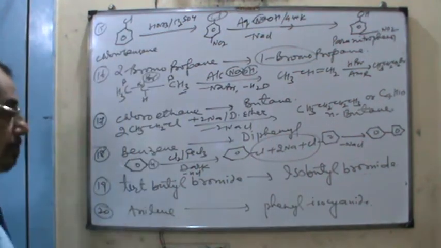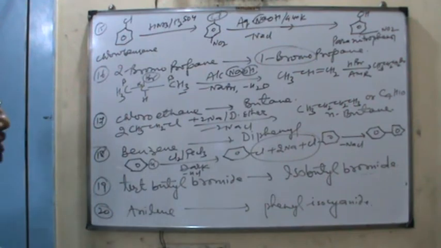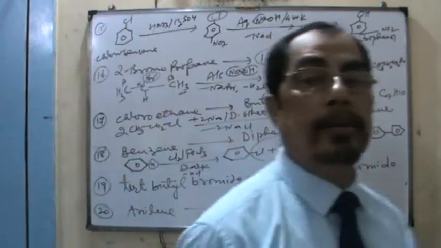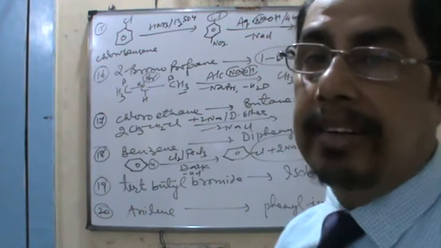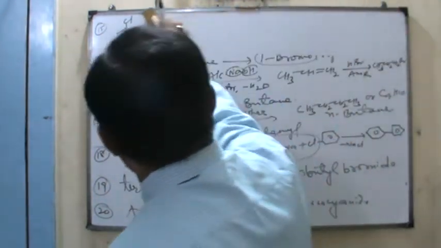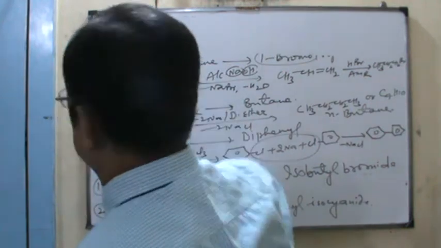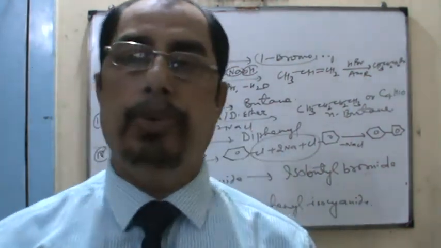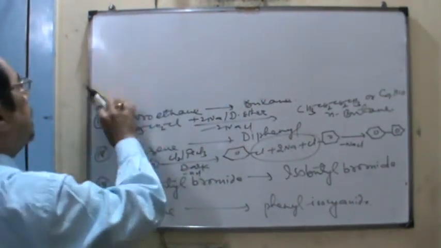Next, you get tertiary butyl bromide to isobutyl bromide. You remember, tertiary butyl means the carbon contains 3 alkyl groups. So first you draw the structure yourself. What is that? The structure is the tertiary butyl bromide. So how can you get here tertiary butyl bromide?